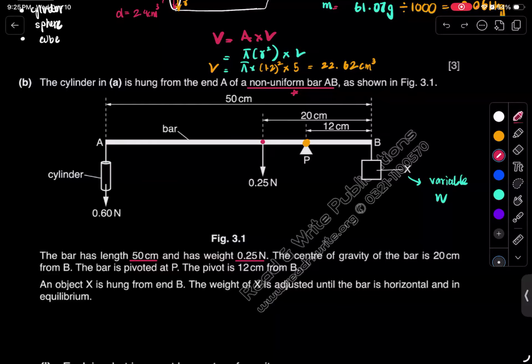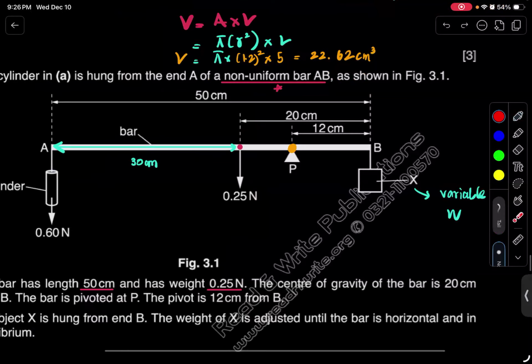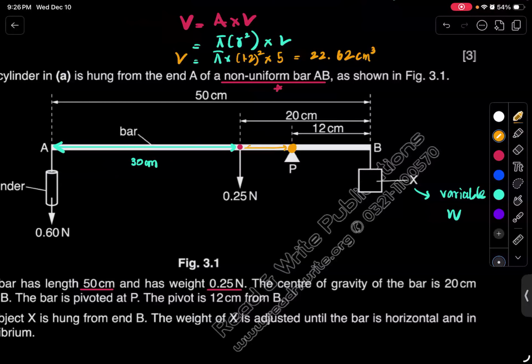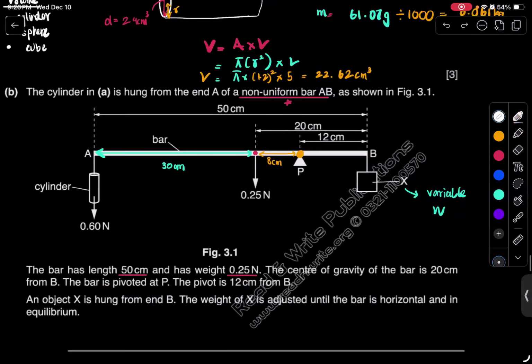So, if this is 50 and this is 20, then 50 minus 20 should be 30, right? So this is 30 centimeters. But this is still the center of gravity, not the pivot. Now, what is this distance? Let's check it out. If this is 20 and this is 12, this is supposed to be 8 centimeters, because 8 plus 12 is 20 again. So that means 30 plus 8 centimeters is the distance to the pivot.